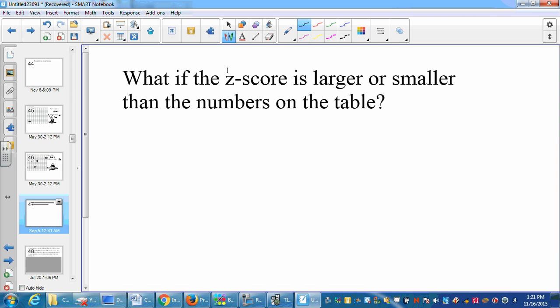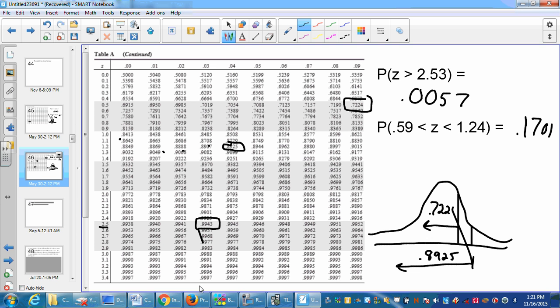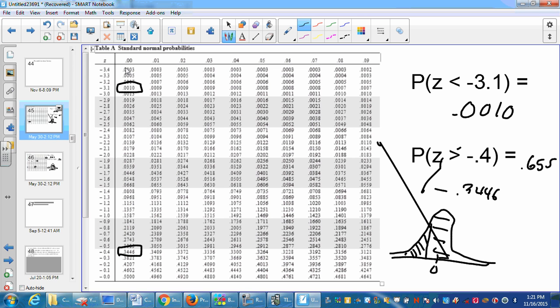So now, what happens if the z-scores are smaller or larger than that? Well, if they're larger than 3.4, it's going to be almost all of the data, 0.9999. And if it's less than that, it's going to be almost nothing. It's 0.0000 something.